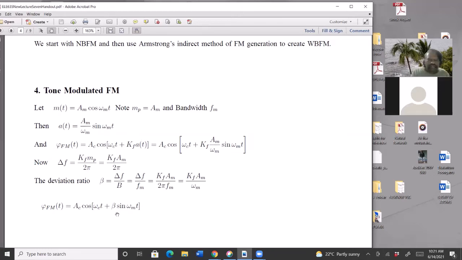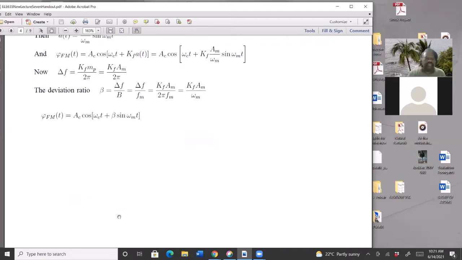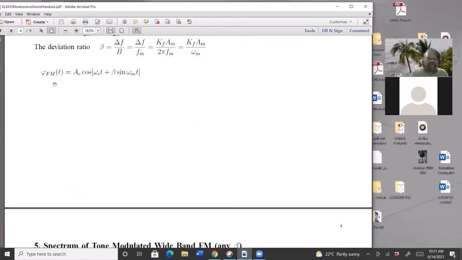So in tone modulated FM, if you like, you can directly memorize it: A sub c cosine omega c t plus beta sine omega m t. So we have the derivation here, so we can always start from here, tone modulated FM. And beta is the deviation ratio. And the tone is A, whatever the number you have, cosine omega m t. After integration and then some manipulation, if you want to write this in terms of beta, it becomes this. Okay, all right. So remember, tone modulated FM, the equation is this in time domain.